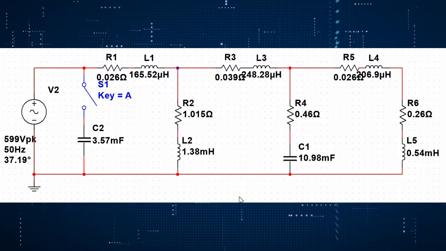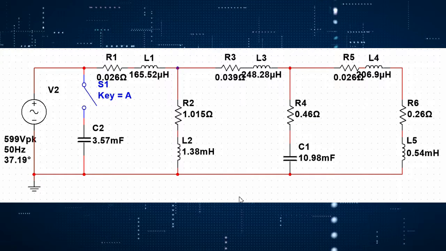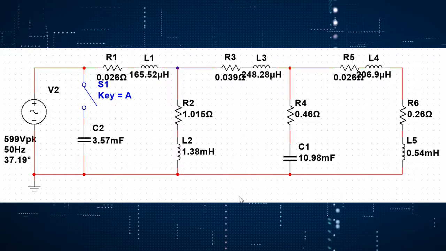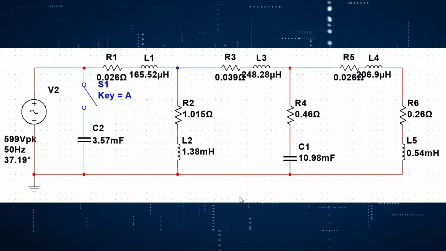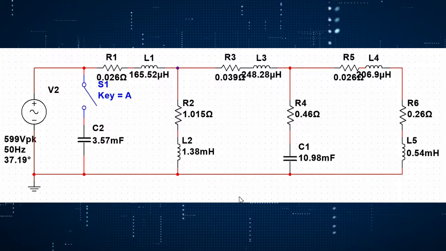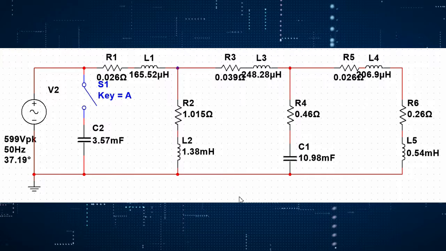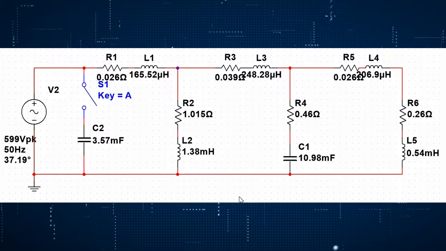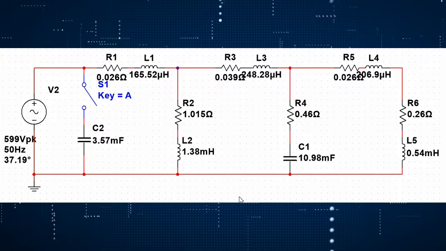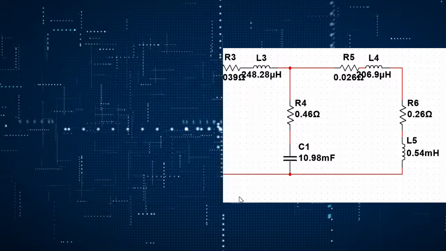In this circuit, there is a capacitor that is parallel to the voltage supply. This capacitor is required for power factor correction, as the power factor in this system must be improved to 0.98. The switch will be turned on for simulation of power factor correction later.